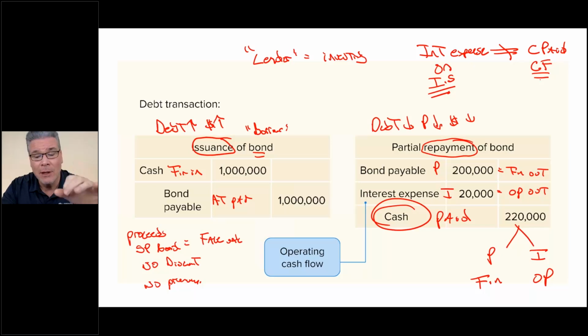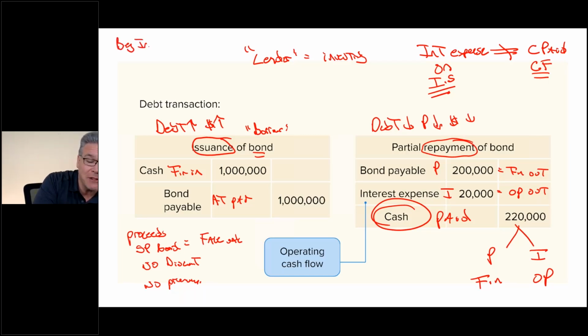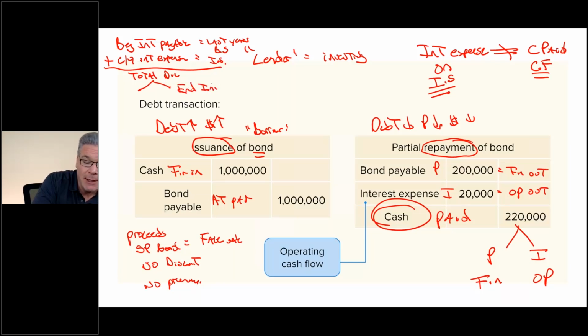How do you know if the interest is paid? You look at your beginning interest payable. Where do you get your beginning interest payable? Last year's balance sheet. Plus your current year interest expense. Where do you get your current year interest expense from? Your current year income statement. That's the total amount that is due. And then one of two things happens. What's in your ending interest payable?